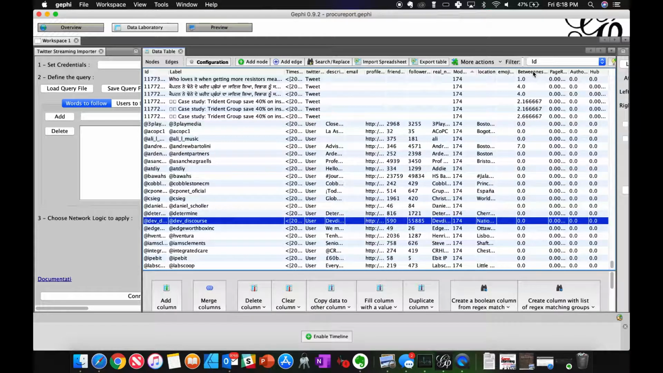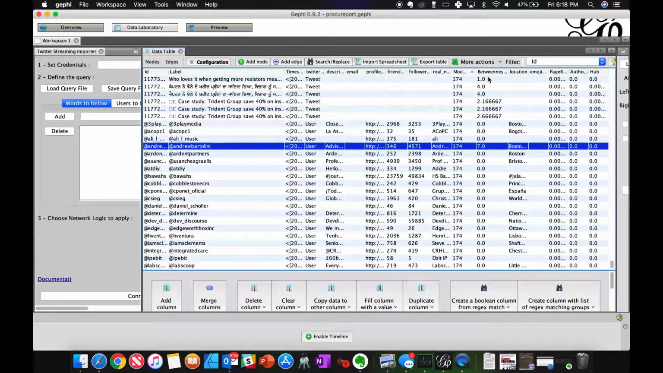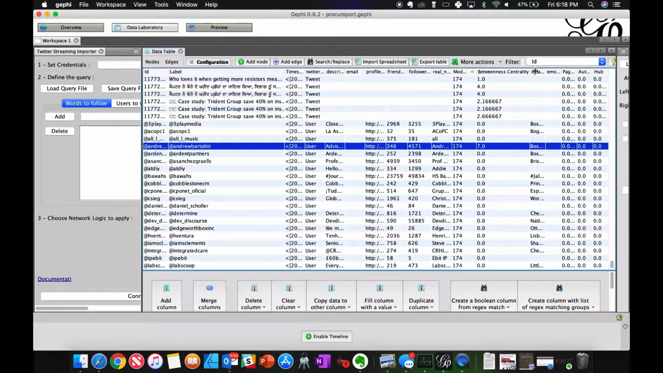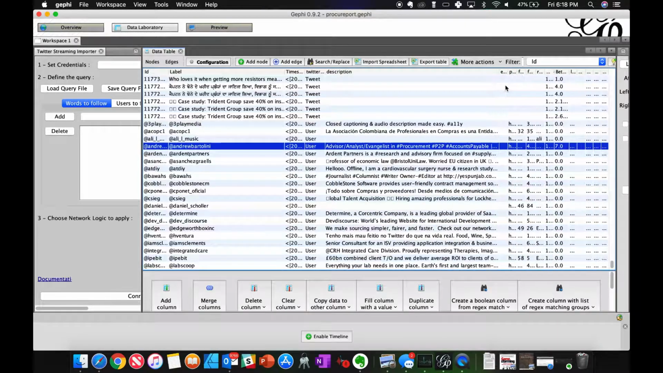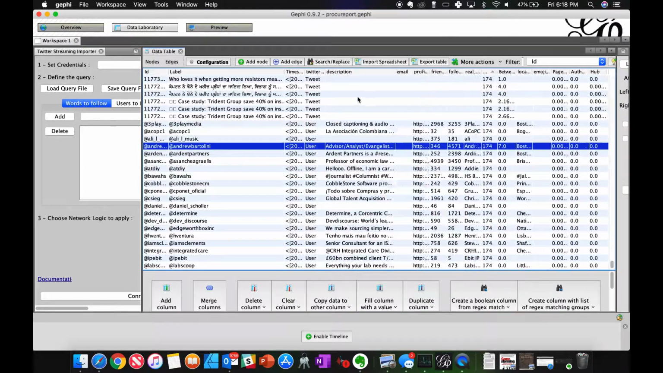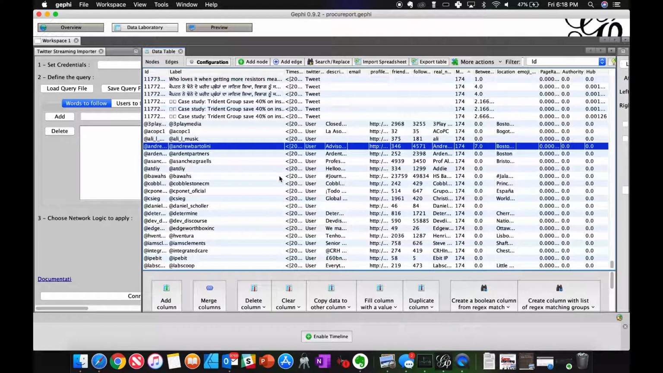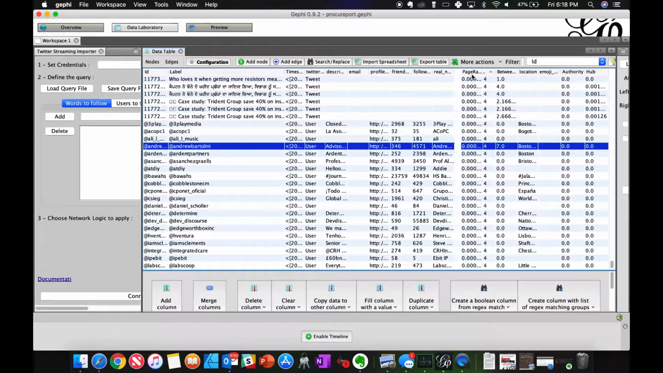And also we can do other things like understand what's called betweenness centrality, which is basically how important that node is in the network. So someone like Andrew Bartolini has a relatively high betweenness centrality in this. So he's, at least in this graph, a pretty good influencer here. We can even look at his description: advisor, analyst, evangelist, and procurement. So this is an interesting, quick way to find who the top influencers are.